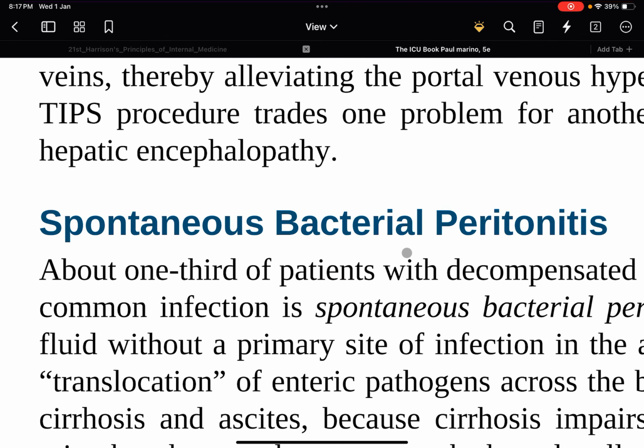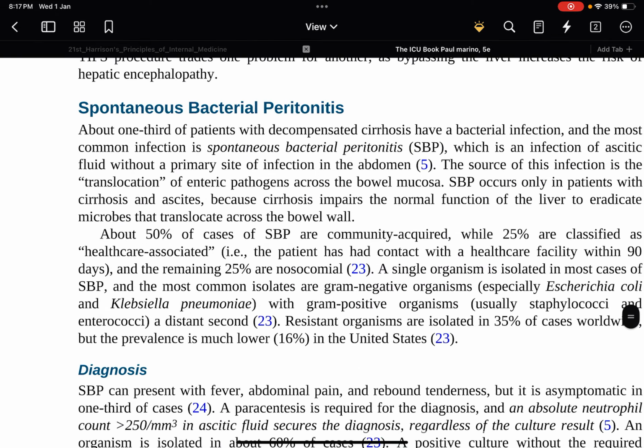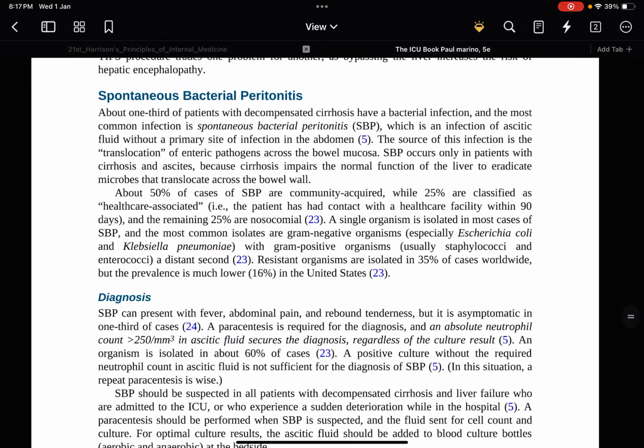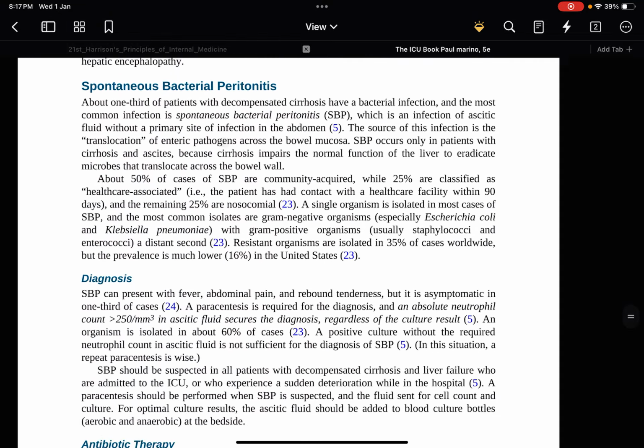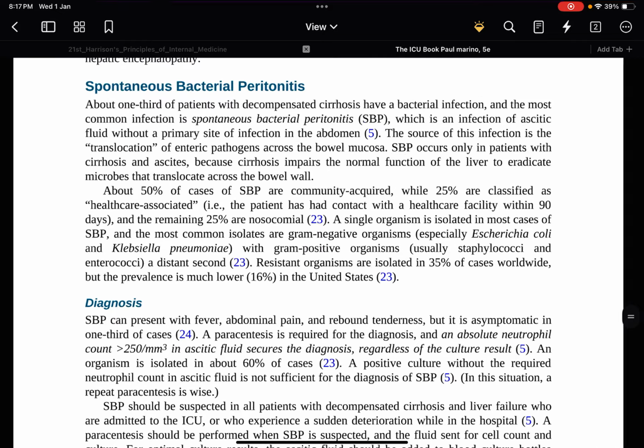Hello, today's topic is spontaneous bacterial peritonitis. This is the ICU book by Paul L. Marino, 5th edition. This is chapter 39. Let's start our discussion.